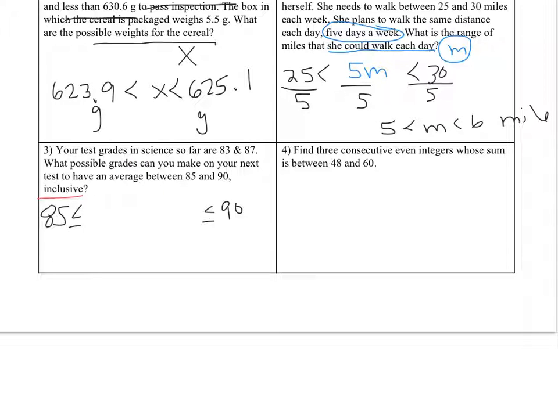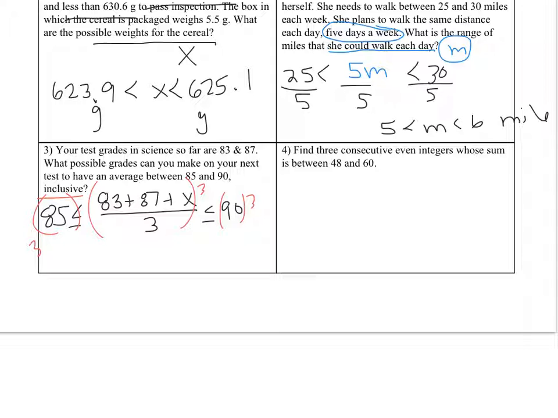So we're going to add up. To find the average, we add up the numbers. So 83 plus 87 plus x all over 3 is going to be my middle expression. This is how you find the average. You add up numbers and divide by the number of data. So now to solve, I'm dividing by 3, so I'm going to multiply all 3 parts by 3. This part's going to be multiplied by 3. This part's going to be multiplied by 3.